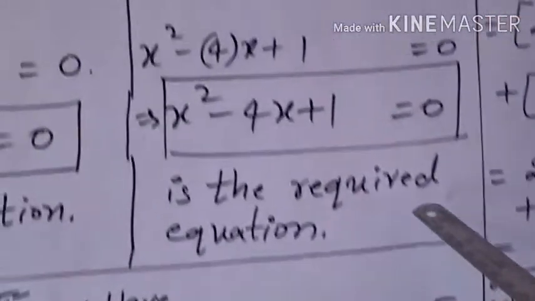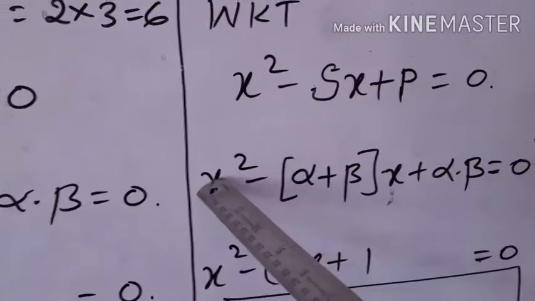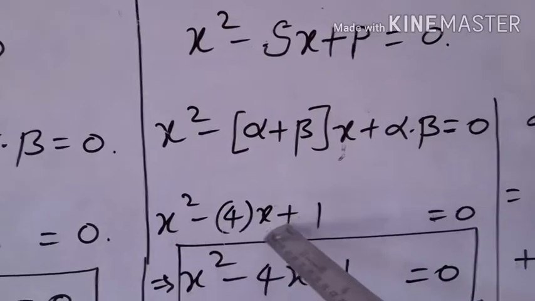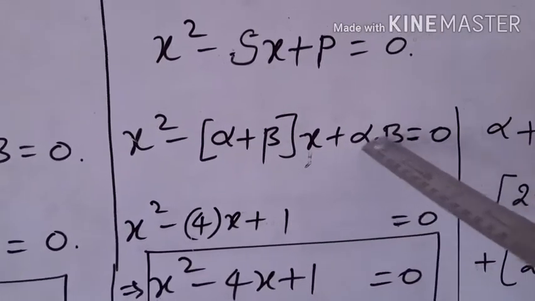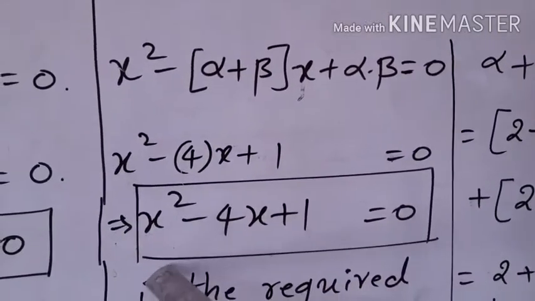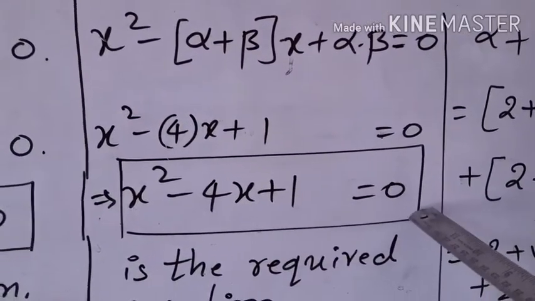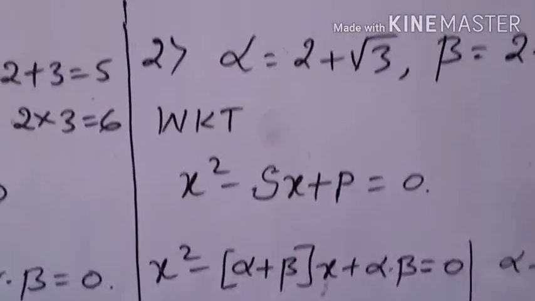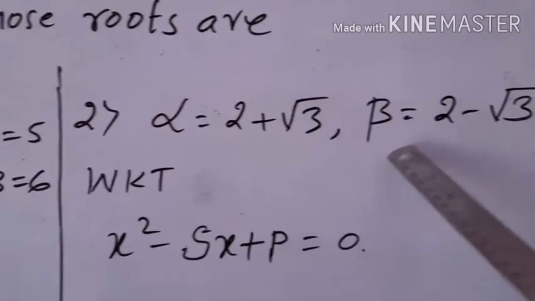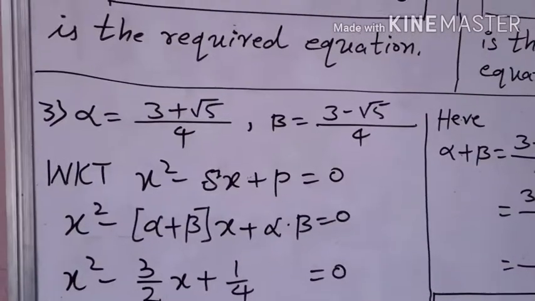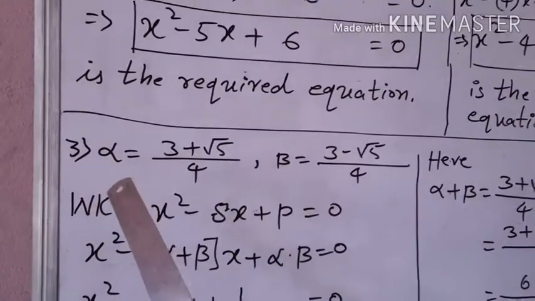in the equation. Thus, we have x squared minus (alpha plus beta), I put 4, x plus alpha into beta, which is 1. Therefore, x squared minus 4x plus 1 is equal to 0 is the required equation whose roots are 2 plus root 3 and 2 minus root 3. Is it clear? Let us take one more example.